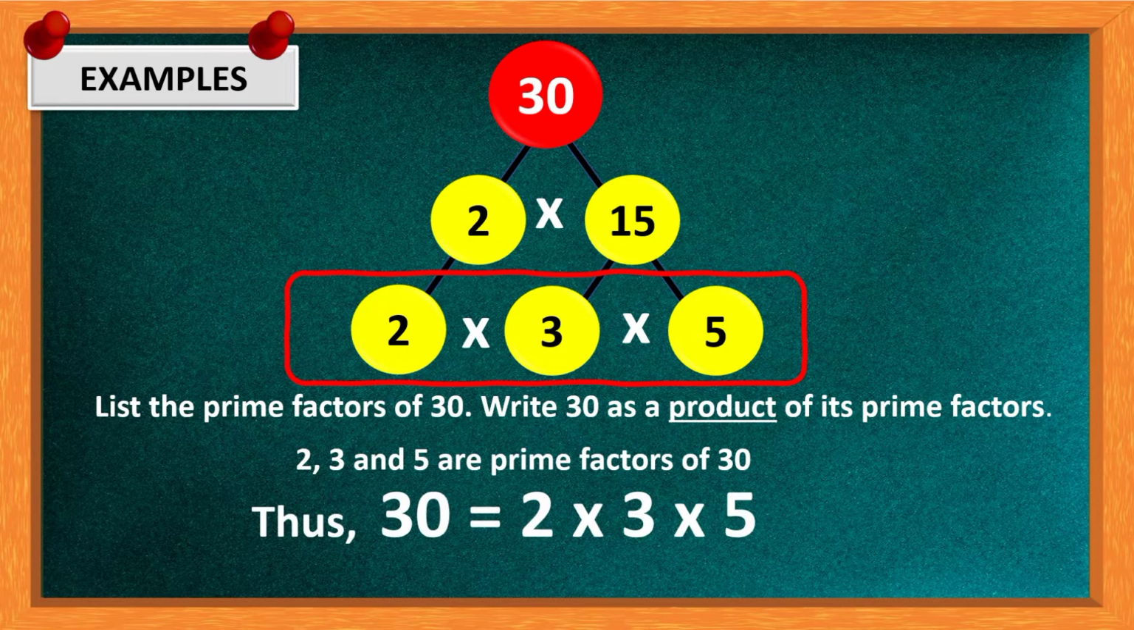If you want to check, multiply 2 by 3, which is equal to 6, then multiply 6 by 5, which is equal to 30, meaning you're doing a great job.